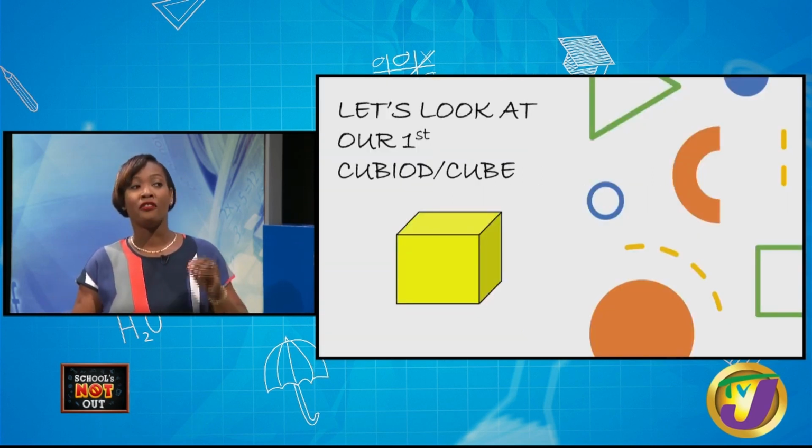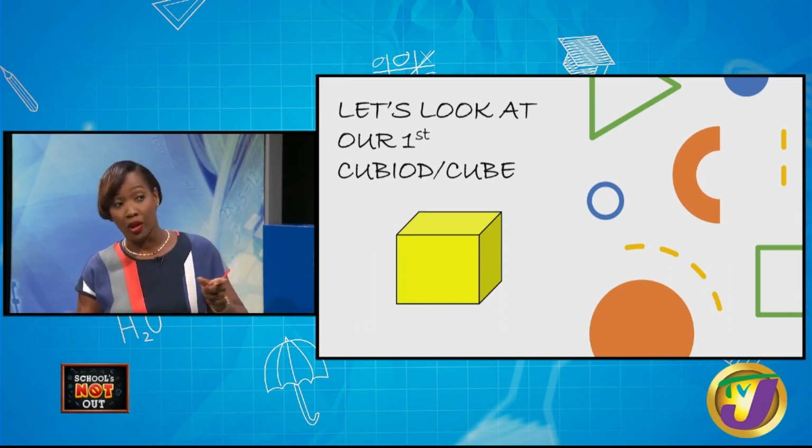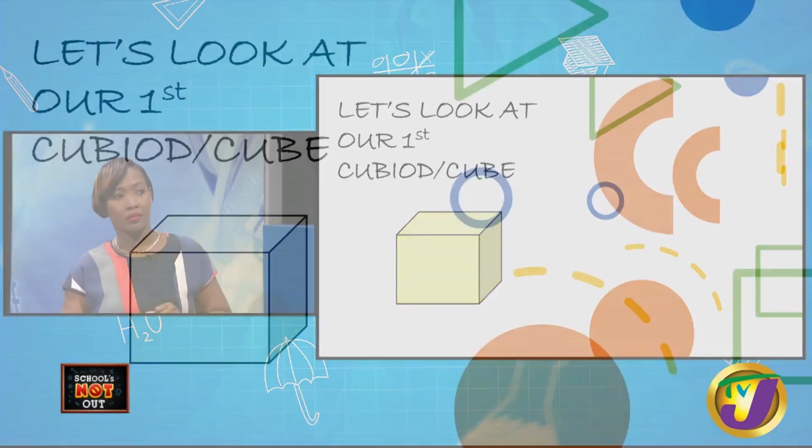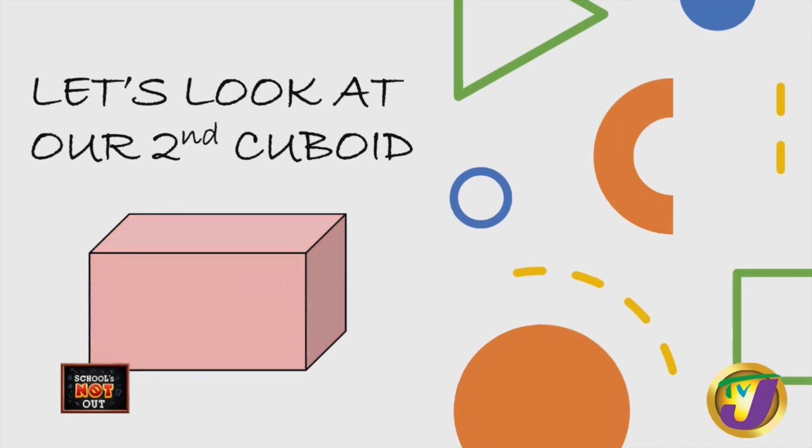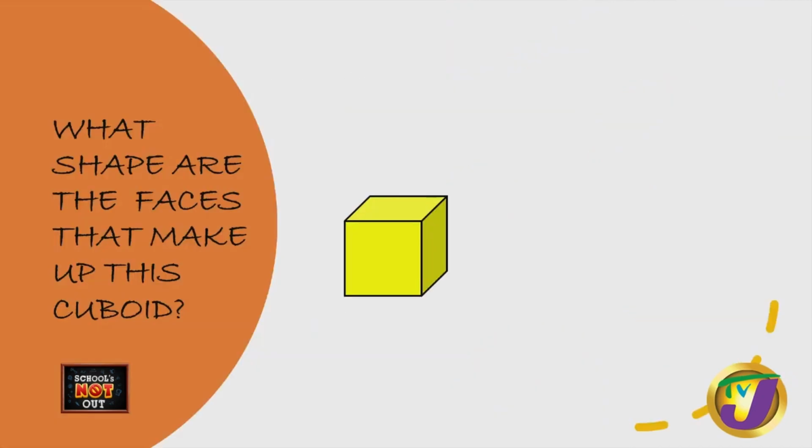So let's look at our first cuboid or cube. And then let's look at this one. So which one of the cuboids would you use to make this sign? Yes, I'd go with the cube. So let's look at the cube. What shape are the faces that make up this cuboid? So just before I forget, a cube is a special type of cuboid.